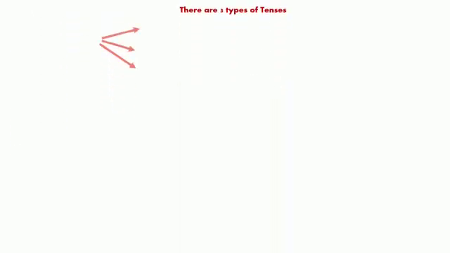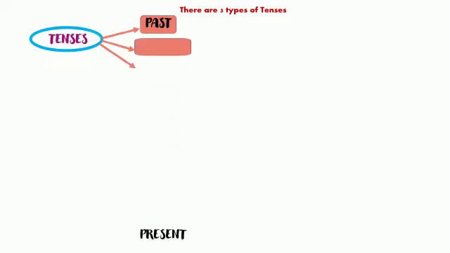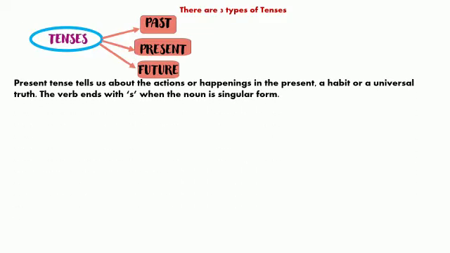Well, there are three types of tenses. Tenses are of three types: past tense, present tense, and future tense. We shall see much more in detail about these three tenses. Our first one is present tense. It tells us about the actions or happenings in the present: the action that is taking place now at this hour, a habit, or a universal truth.